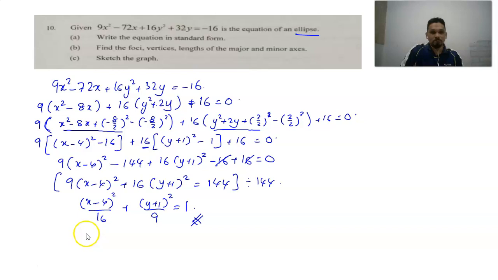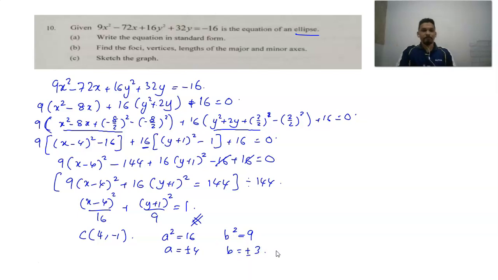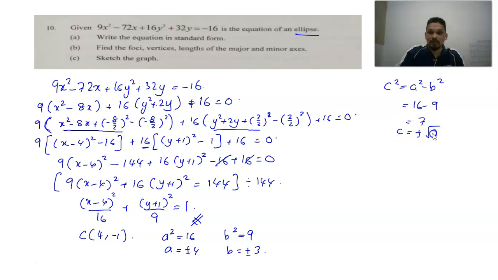The center here, which is 4 and negative 1. Okay, since that 16 is greater than 9, so this one become the a. So that a square equal to 16, then a equal to plus minus 4. And b square equal to 9, then b equal to plus minus 3. Find the foci. Foci, focus, and we need to find c here. C square equal to a square minus b square. Which is bigger one is always become a, then a is always greater than b. So then 16 minus 9 equal to 7, then c equal to plus minus square root of 7.